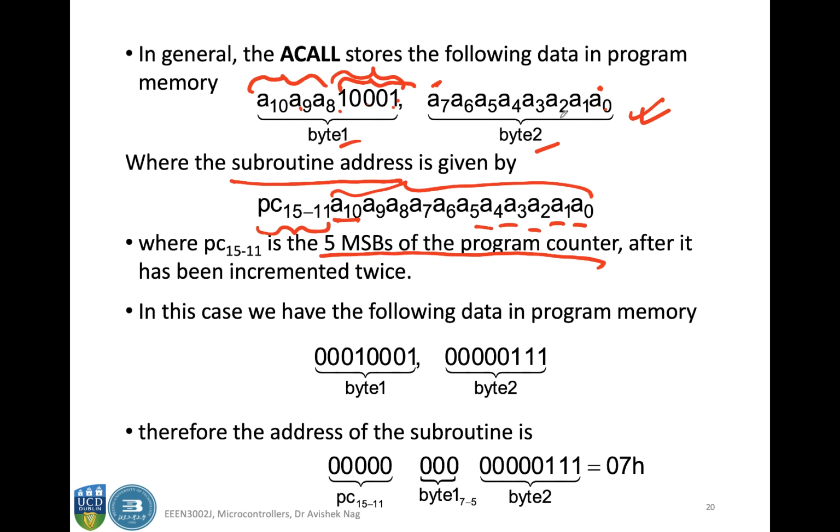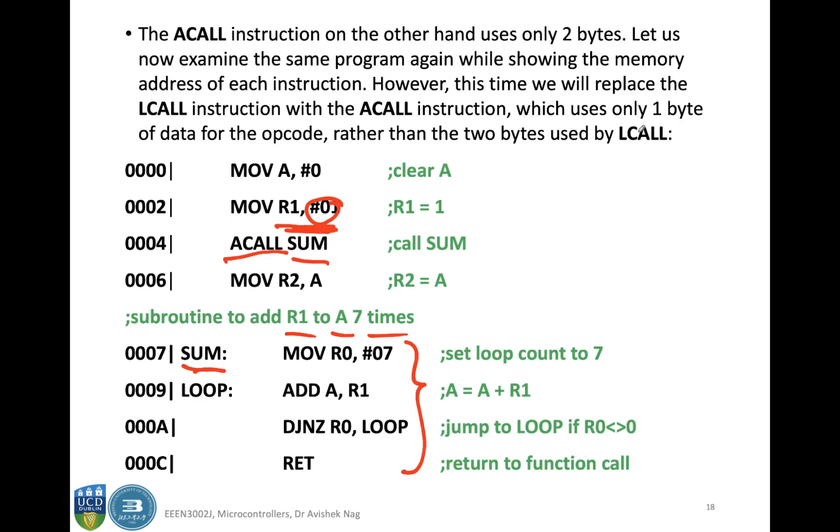So when you are calling the ACALL instruction, ACALL at 0004 is the starting address of the ACALL. After this ACALL instruction is executed, your program counter will increment 2 times to point to this line, because whatever is in the program counter is the location of the next instruction. So after ACALL is executed, your program counter will be incremented twice and it will be pointing to this line.